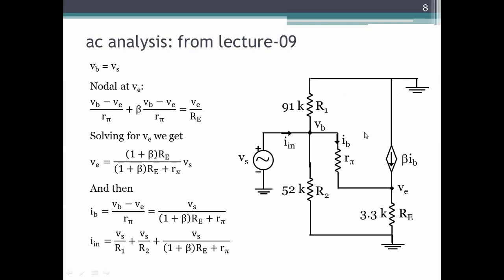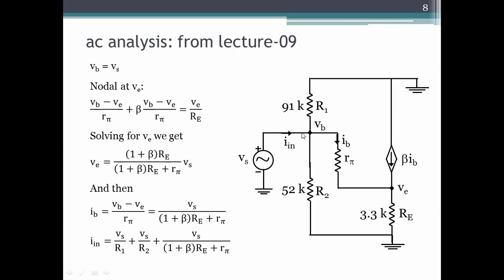So we had input at the base. By the way, I have removed the collector resistance here as compared to what we did in lecture 9. But this makes no difference to our derivation, because in the final expression for the voltage at the emitter there is no RC. So we wrote a nodal equation. Where did we write the nodal? We wrote a nodal at the emitter. We solved it, and we got the emitter voltage as a function of the source voltage.